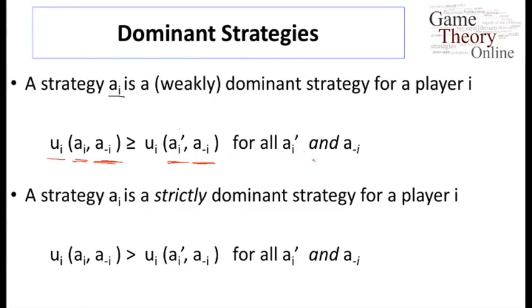And that of course has to hold no matter what other agents do and for any other strategy the agent might consider. So no matter what the other agents do, I'm better off doing a sub i rather than anything else I might do. We say this is weakly dominant because we're looking at greater than or equal to. If we look at strictly greater than, then we get the notion of strict dominance. So that's a very natural notion to consider, and let's see it in practice.